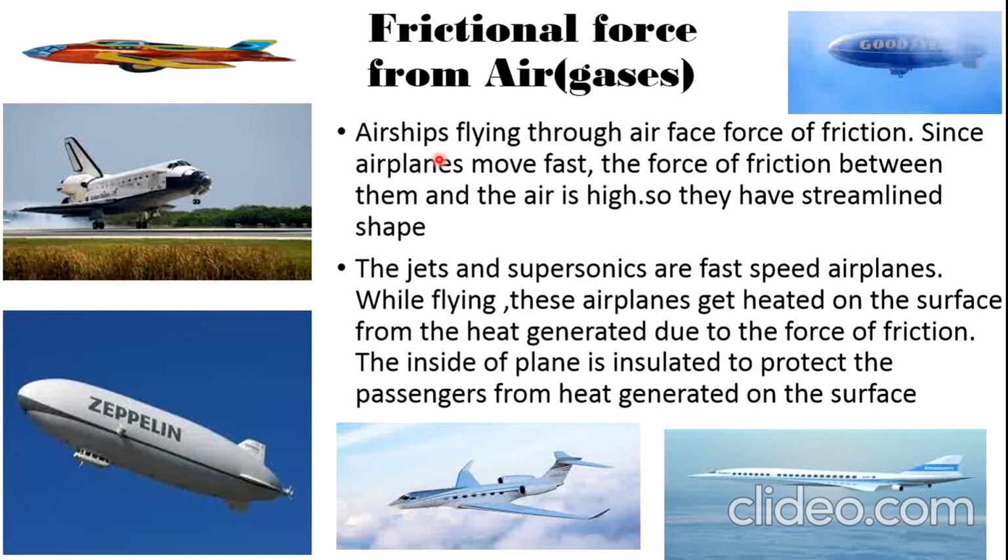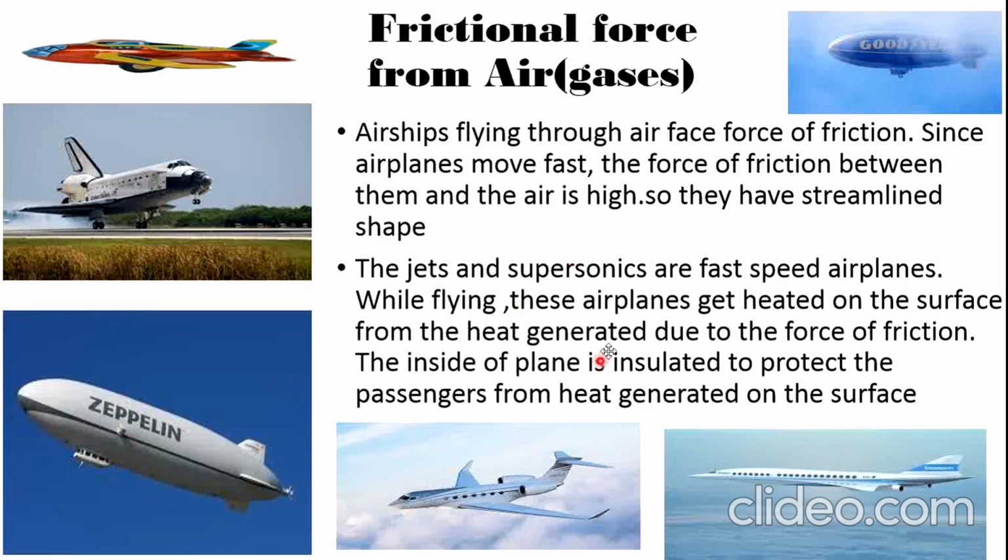When an object moves through the air, it pushes the air out of the way and the air moves over the object's sides and pushes back on the object. This push on the object is called air resistance or drag. Airplanes flying through air face force of friction. Since airplanes move faster, the force of friction between them and the air is very high. Hence, they have a special shape called streamline shape.